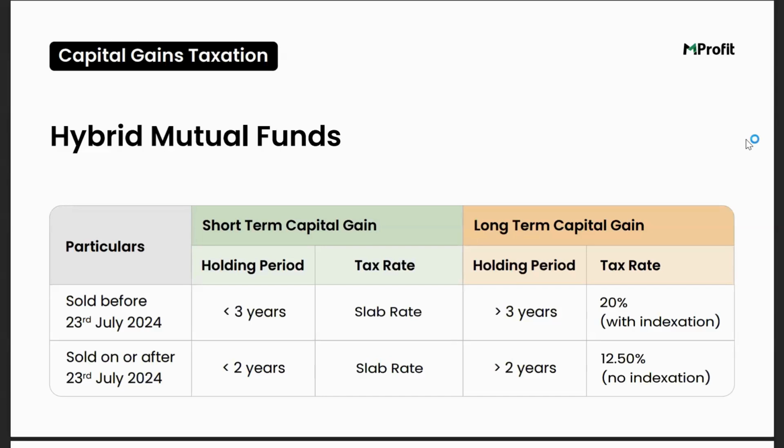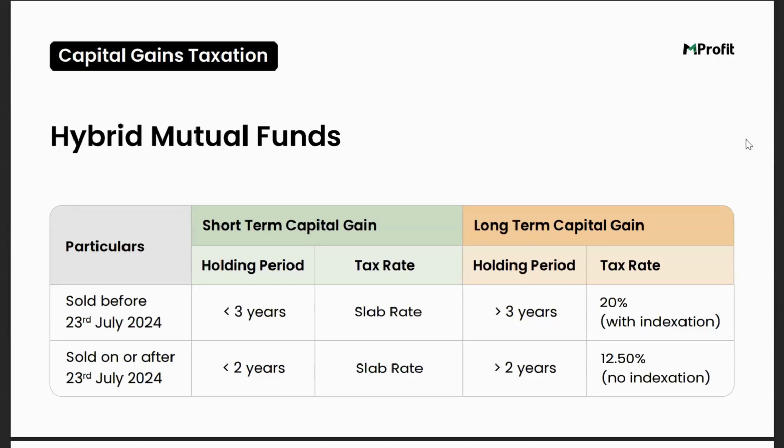Scenario 2, where you're selling the hybrid mutual fund on or after 23rd of July 2024. In this case, if you are selling this fund within 2 years from the date of purchase, it will be classified as short-term capital gain, and the gain will be added to your total income and will be taxed as per the applicable tax slab. If you are selling the mutual fund post completion of 2 years, it will be classified as long-term, and the tax rate will be 12.5%, but without any indexation benefit.